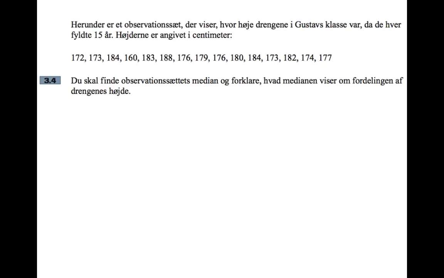Okay, below is a set of observed values that shows how tall boys in Gustav's class were when they reached 15. The heights are given in centimeters. You have to find the median of the data set and explain what the median shows about the distribution of the boys' heights.